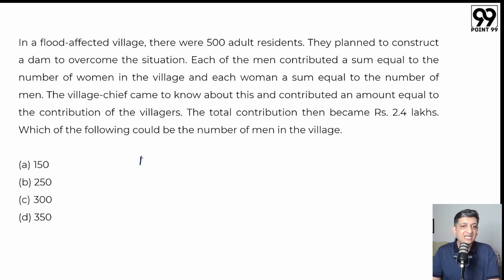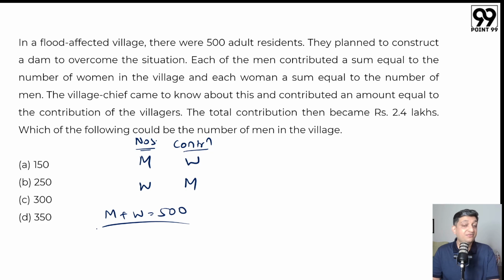So let's say, for example, there were M men and W women in this village. What was the contribution? Each man contributed a sum equal to the number of women, so W, and each woman a sum equal to the number of men, so M is what they contributed. We also know that the total number of residents in this village is 500. So we know that M plus W is equal to 500. This is the first part.